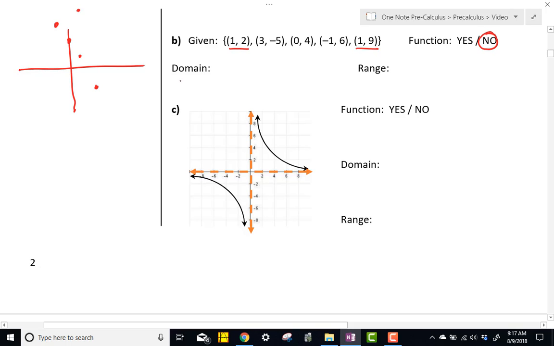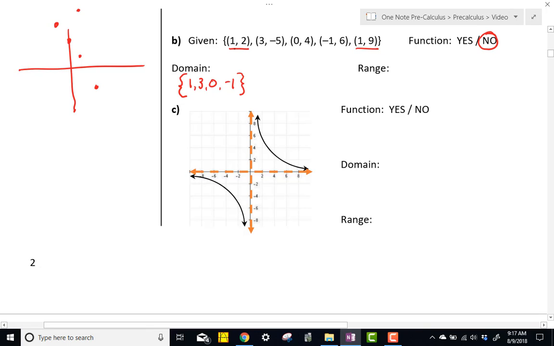So all I'm going to do is list all the x's. 1, 3, 0, negative 1, and I don't need to list positive 1 again. And then usually we use these little squiggly brackets. So we say it's the set of numbers 1, 3, 0, negative 1.